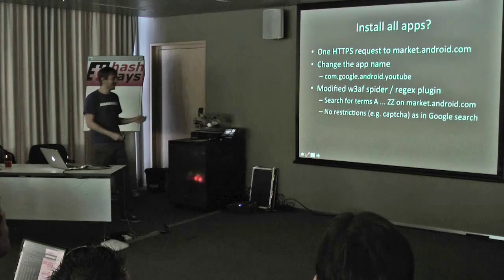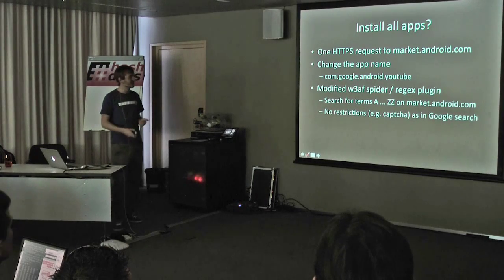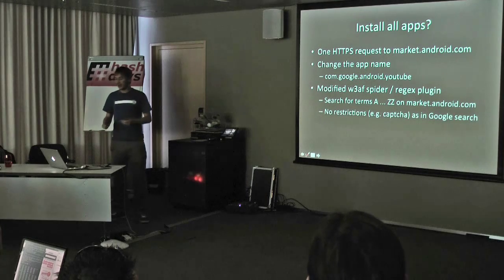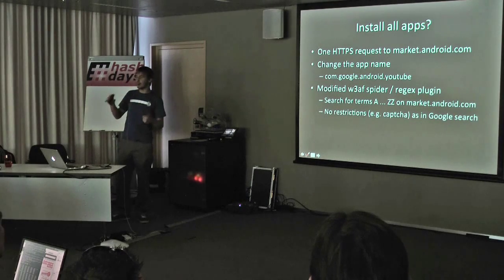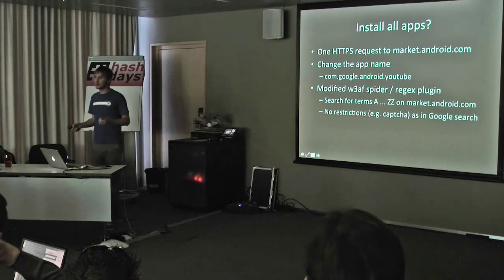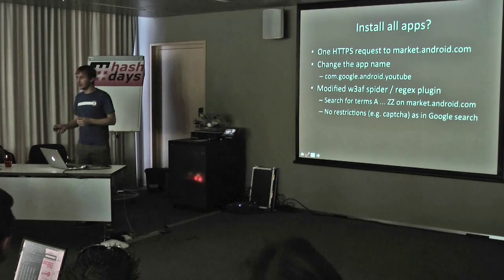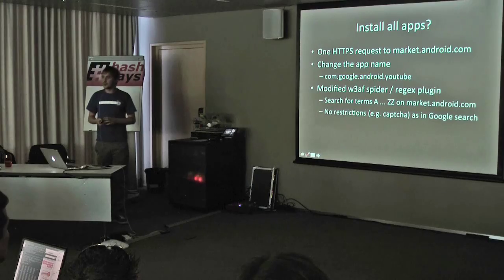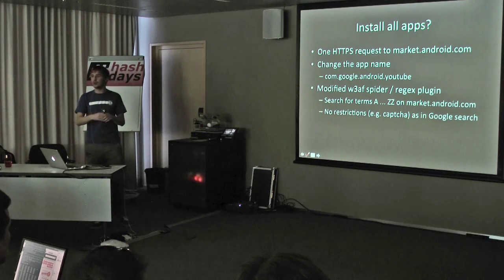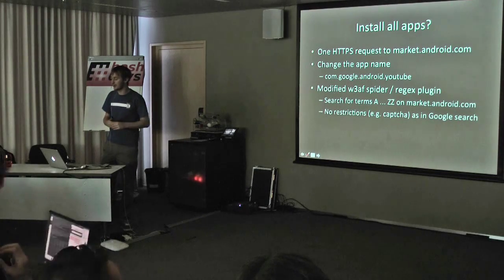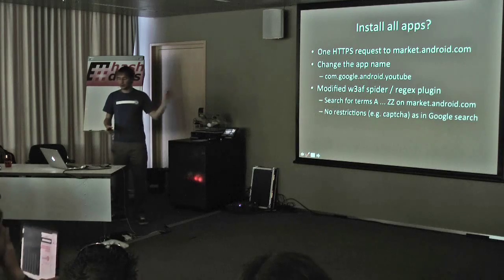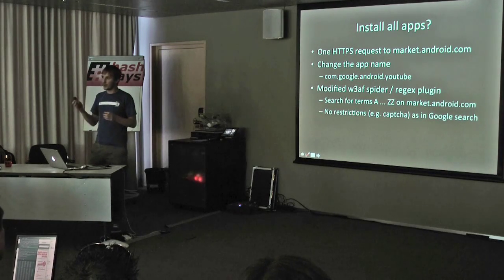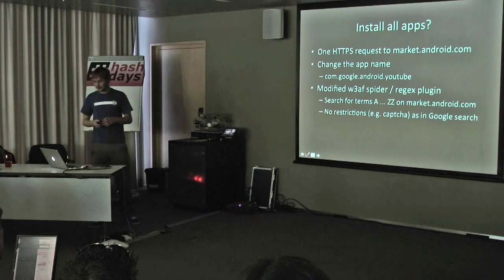So the next step was to use a tool called W3AF. Actually, it doesn't matter. That's actually a web application scanner. But I just used it because I know that crawler. So I used that spider crawler and wrote a regex plugin, which just writes out all the app names from the Google Market website. So I told the crawler to go to the Google Market website, search for terms A to ZZ, and write out all the app names that are displayed.